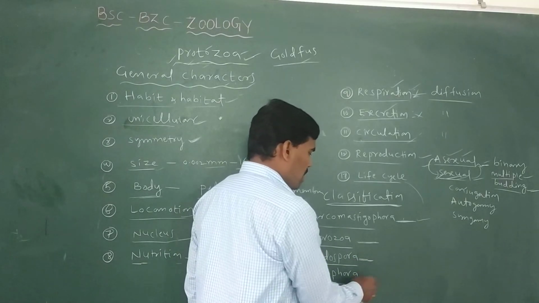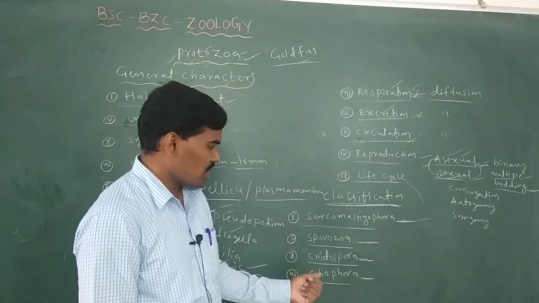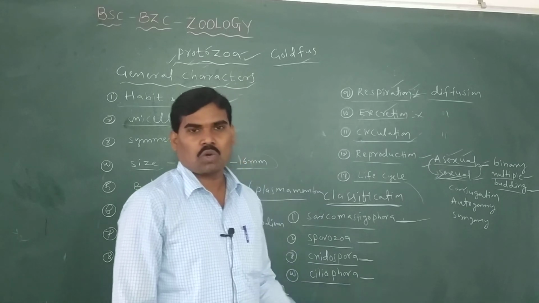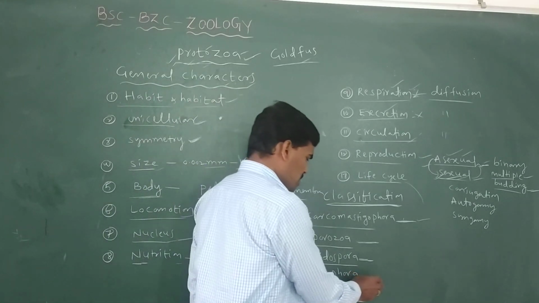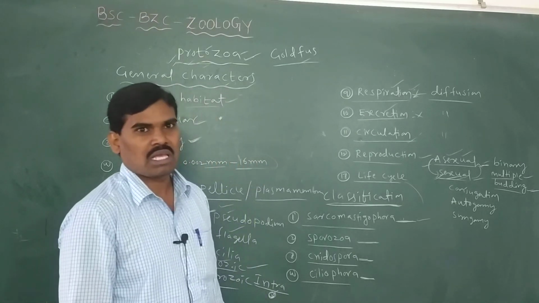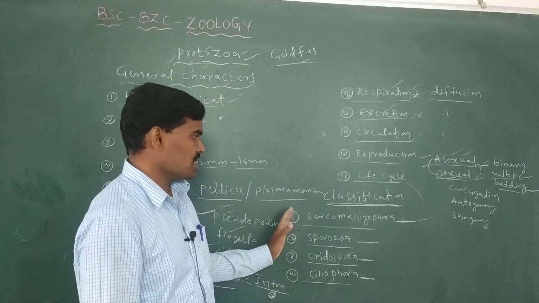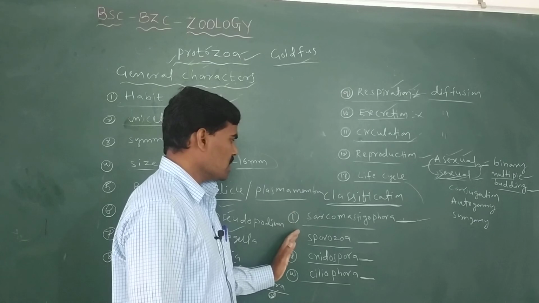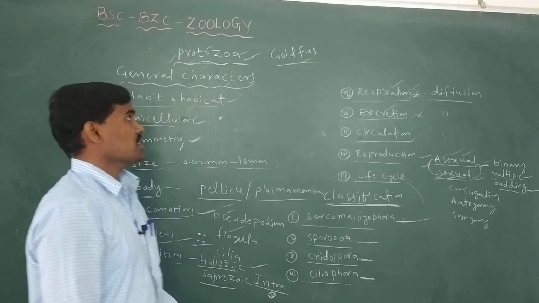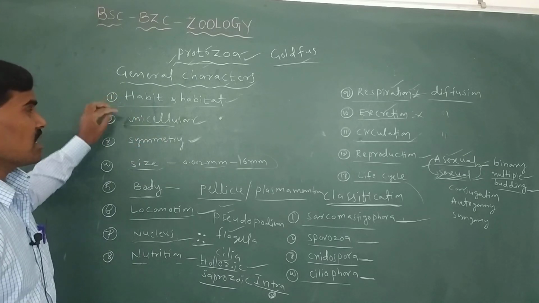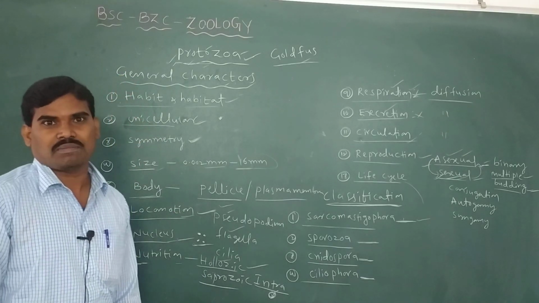Next, Ciliophora. In this class the locomotory organs are cilia, with ciliary locomotion. Mainly four classes: Sarcomastigophora, Sporozoa, Nidospora and Ciliophora. So these are the general characters and classification of protozoa. Okay.